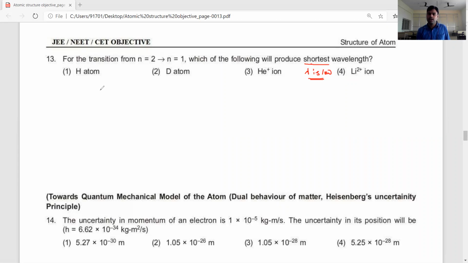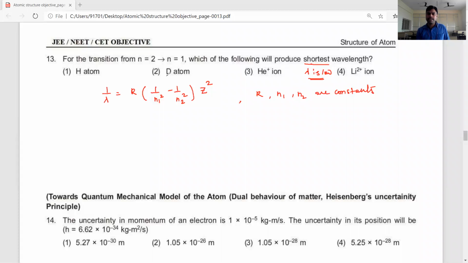So we have one formula for hydrogen-like species. 1 by lambda is equal to R into 1 by n1 square minus 1 by n2 square, into Z square. It is very clear here. R, n1, n2 are constants. Okay, Z is the atomic number of atoms or ions.